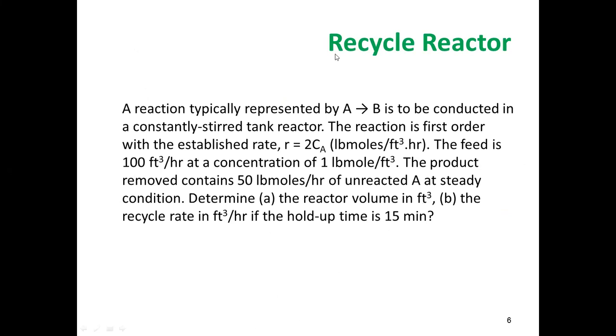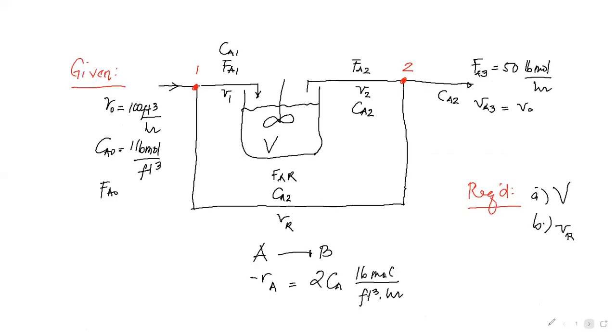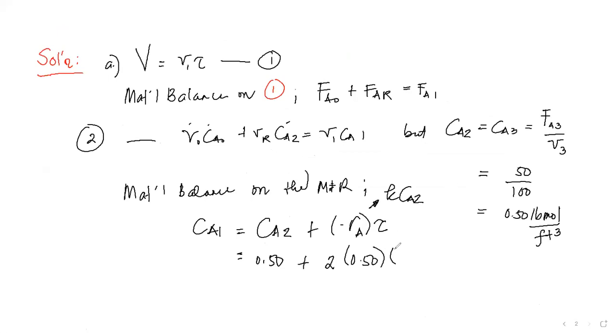So let's go back to our board. And you have to divide this 15 minutes by 60 to have an agreement to the units that we are using. So in here, we can already determine Ca1. And our Ca1 is 0.75 pound mole per cubic feet. So the Ca1 that we don't know here, now we know already. Now the remaining unknown is V1 and Vr. For us to know the V1, we need to know the Vr.